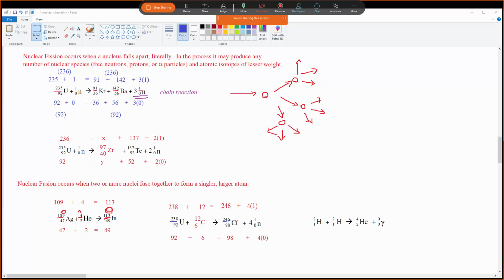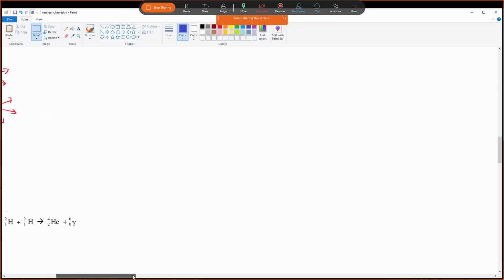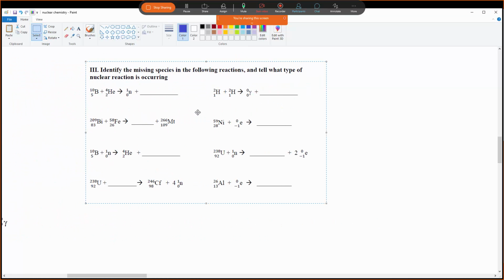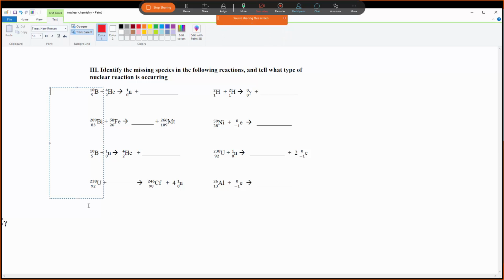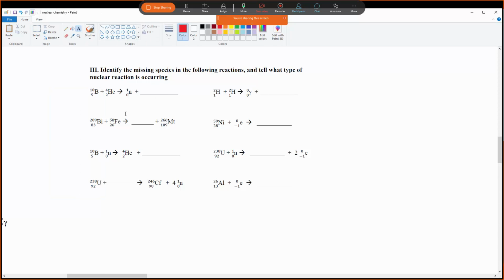Any questions about fusion, fission, or electron capture? Okay, well then I'm just going to copy this from your worksheet. We're going to do some practice problems, okay? Now again, some of these are fission, some are fusion, and some are electron capture. We need to identify them and then solve for the missing piece. For some of these, it might help to find the missing piece first. That will make our lives easier.